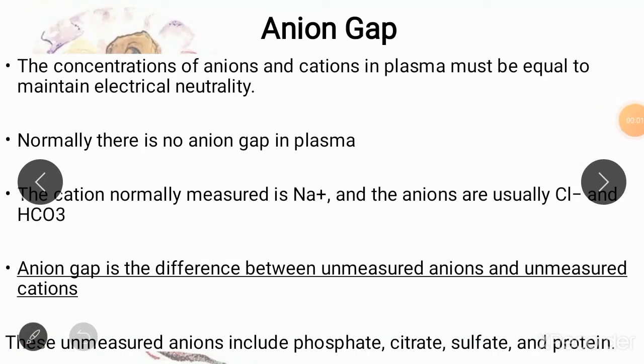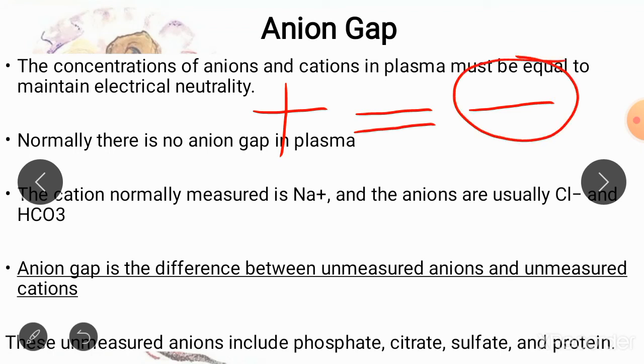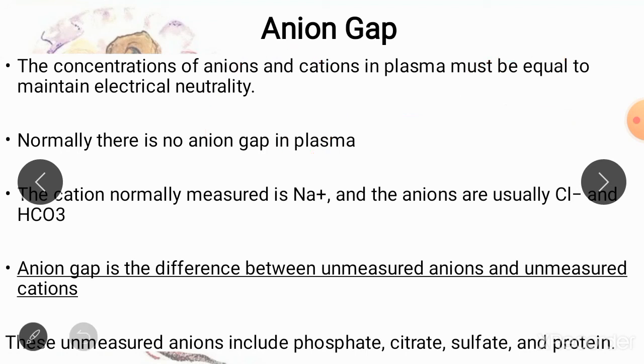Next, we have another interesting topic, which is known as anion gap. You must remember that the concentration of positive ions in your blood is equal to the concentration of negative ions, and this is very important to maintain the electrical neutrality of your plasma. The positive ions in your plasma are always equal to your negative ions. Positive ions are known as cations and negative ions are known as anions, and there should be no anion gap in plasma.